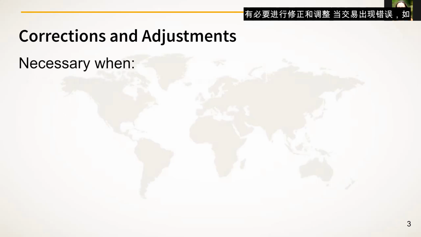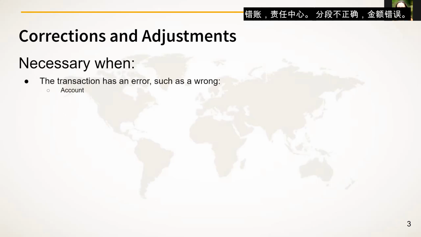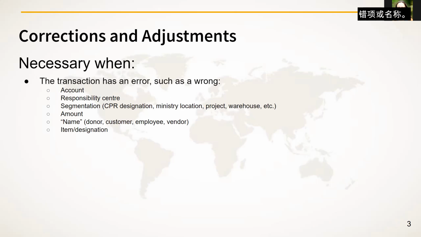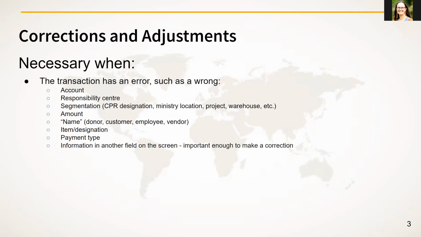Corrections and adjustments are necessary when the transaction has an error, such as a wrong account, responsibility center, incorrect segmentation, wrong amount, incorrect name, such as an incorrect donor, customer, employee, or vendor, wrong item or designation, incorrect payment type, or if other information in another field on the screen is important enough to make a correction.